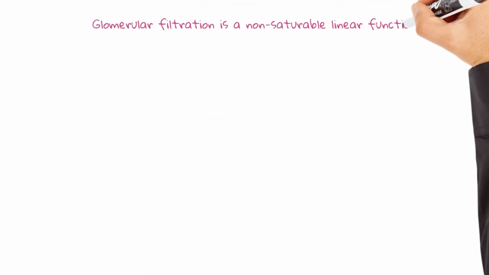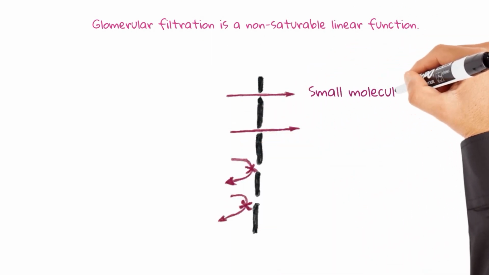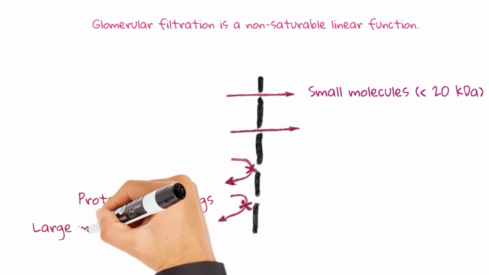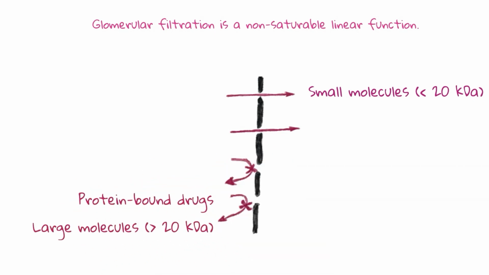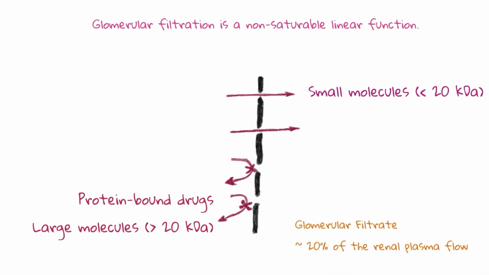Small ionized and non-ionized drugs are easily filtered. However, larger molecules, with molecular weight more than 20 kilodaltons, and protein-bound drugs cannot pass the glomerular membrane. The glomerular filtrate makes up about 20% of the flow of plasma to the glomeruli. Therefore, about 20% of all ionized low molecular weight and unbound drugs present in the plasma enter the filtrate on each pass.